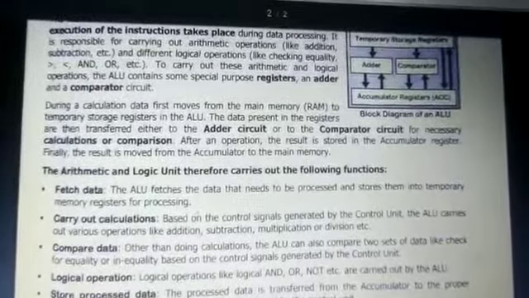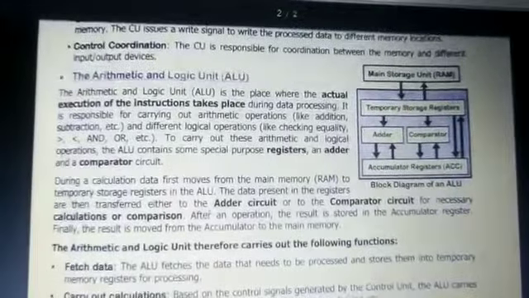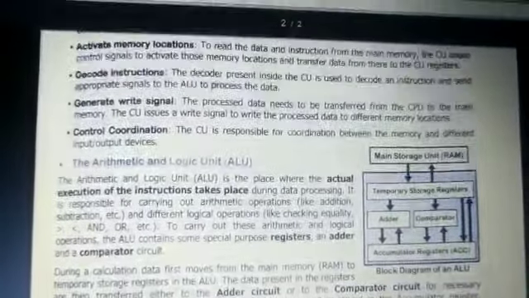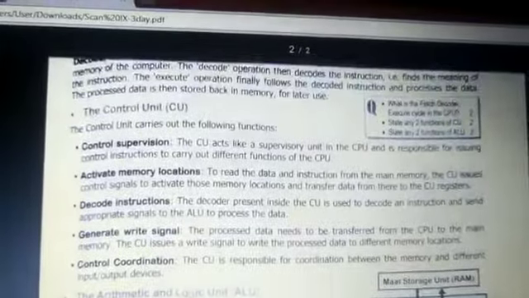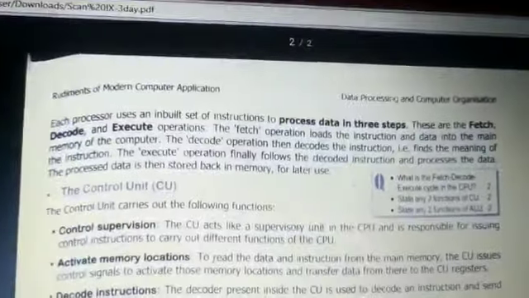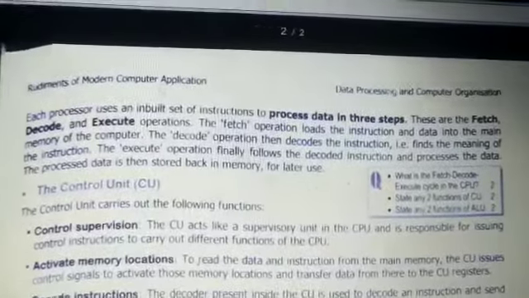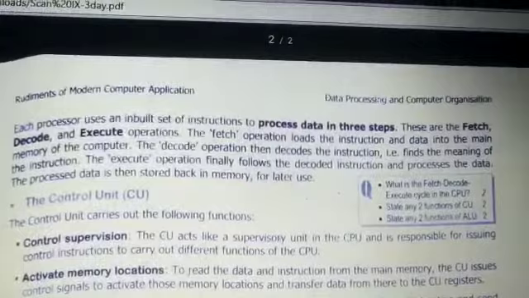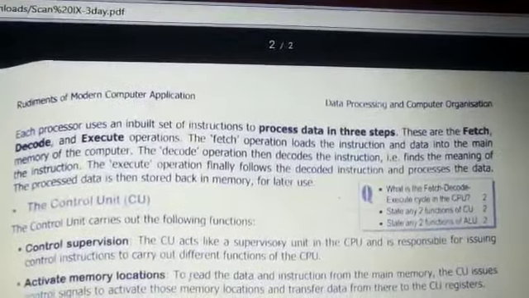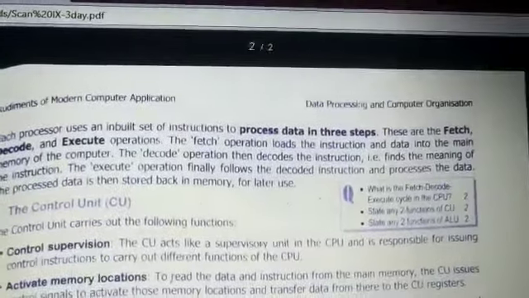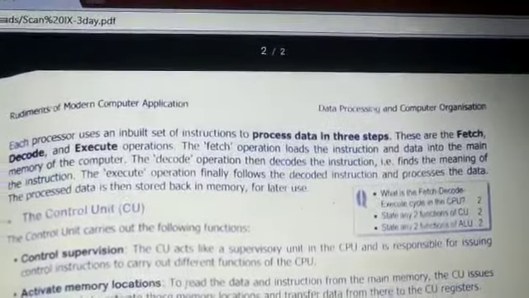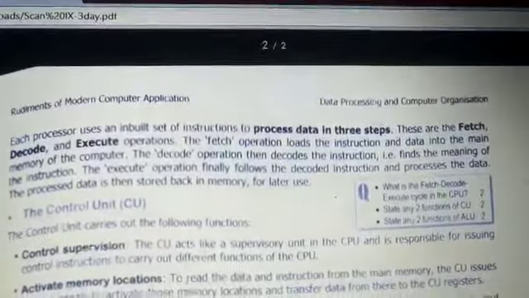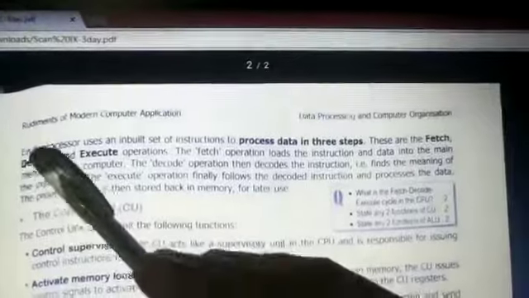Now we have to understand how the processing takes place in the CPU. What are the functionalities, and how it is executed. Each and every processor has its own set of instructions for how it will work. There are three different processing steps involved. One is the fetch instruction, another is the decode instruction, and next is the execution of the instruction.